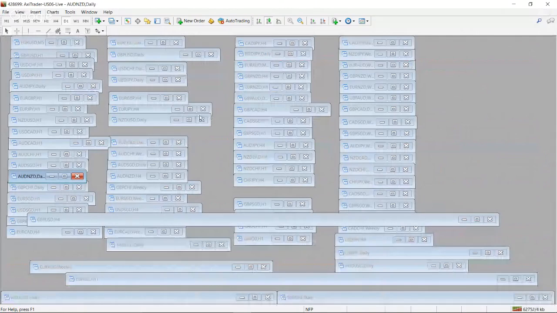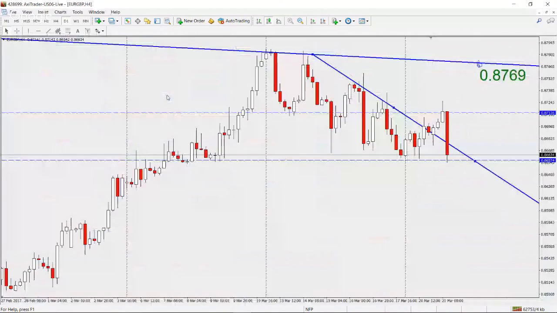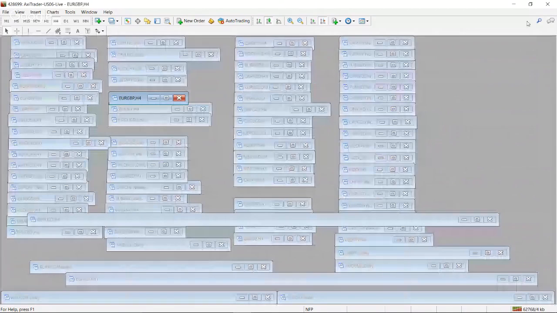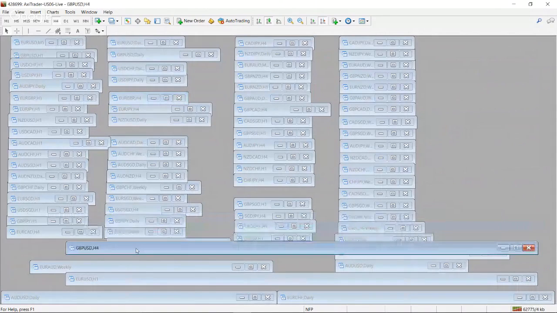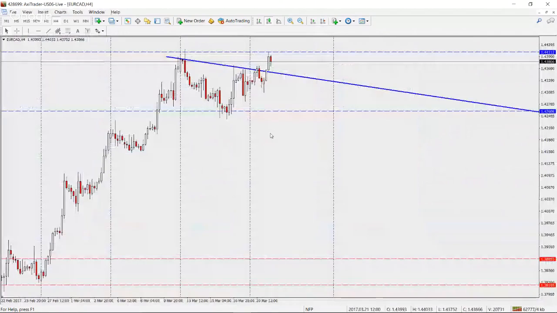The other ones that I like are the Euro Pound. Well, maybe not. I was looking for the Euro Pound to get out of this trend line, come back down and bounce off of it, but it's not going to do that. So no, not the Euro Pound. What about the EURCAD? The EURCAD was another interesting one. If you guys have any charts that you want to see, here we go.